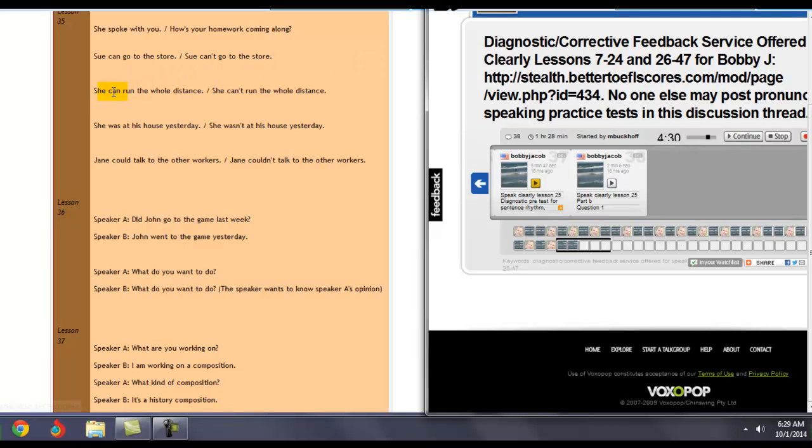Now when you have the positive modal here, you have to put more emphasis on the main verb. Now when it's negative, you have to emphasize the modal and the verb. So here, you don't want to say she can run. It's she can run. She can run the whole distance. She can't run the whole distance. Sue can go to the store. Sue can't go to the store.